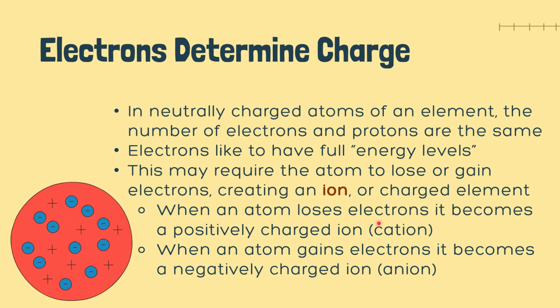When an atom loses its electrons, it'll lose one of those negatively charged particles, or two or three. In that case, it becomes positively charged because now the protons outweigh the number of electrons. We have more positive charges than negative. And we call those ions cations. And then when an atom will gain electrons, so now we're taking these on, we're becoming more negatively charged. So that ion becomes negative and we call it an anion.